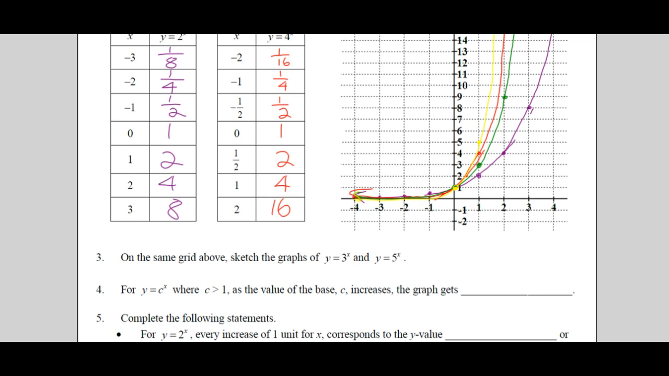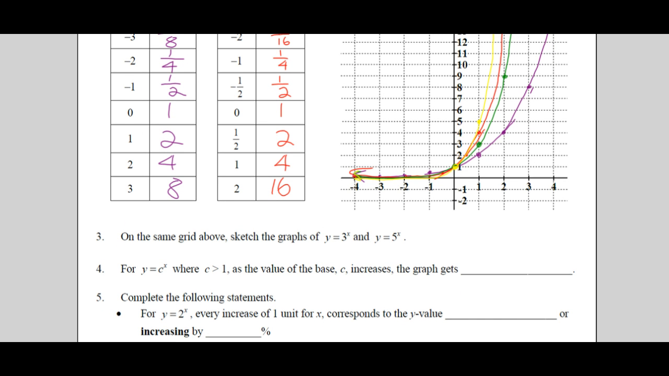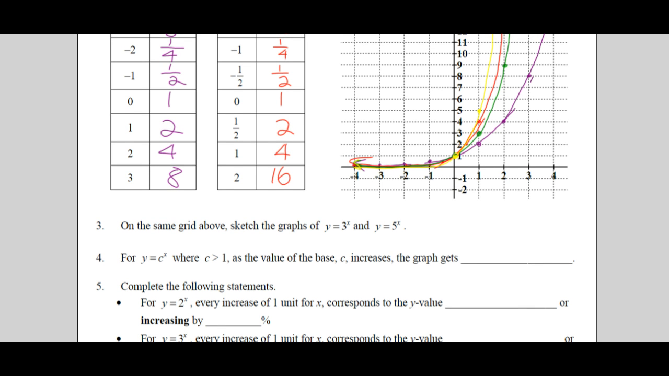Okay, so relatively positioned. For y equals c to the x, where c is greater than 1, as the value of the base c increases, what happens to the graph? Narrower would imply there's some other part of it there so that it can actually get steeper.